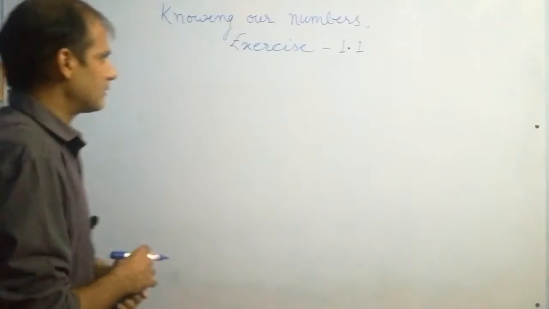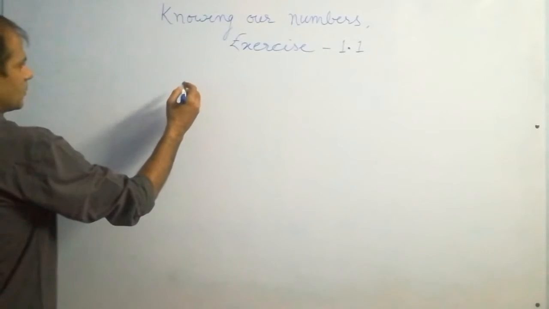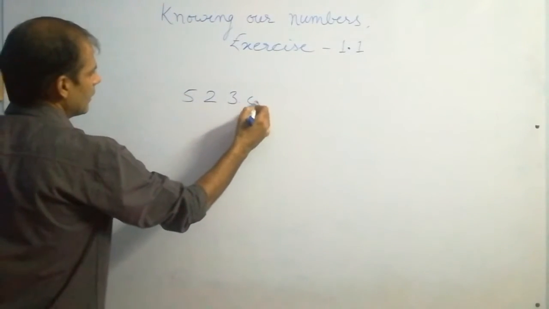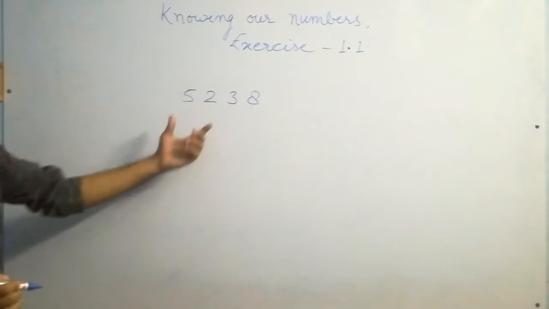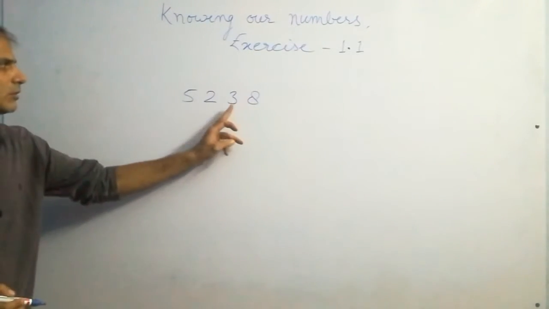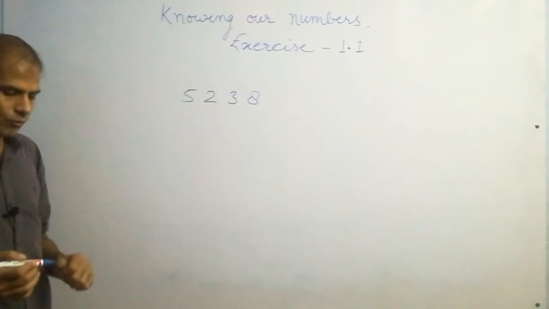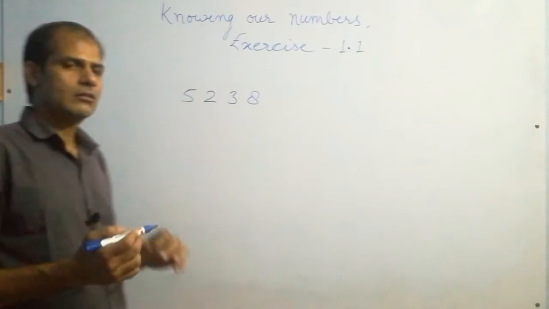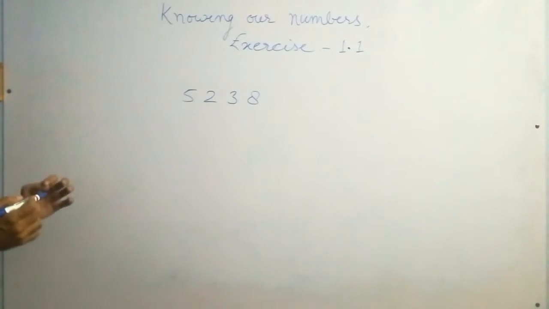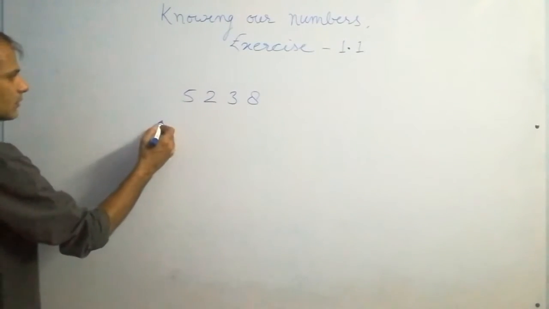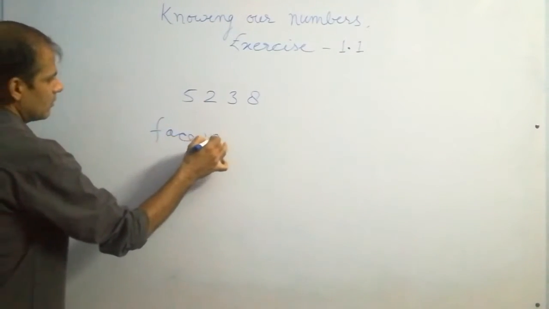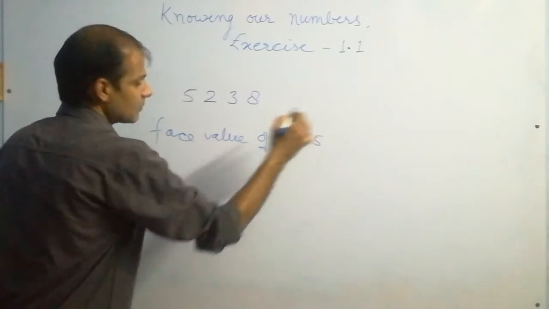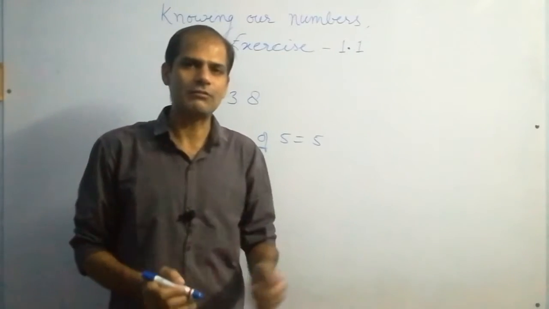So let's see. Suppose I write a number 5238. As you know, there are 4 digits: ones, tens, hundreds, thousands. So the face value of a digit is the same as the digit, meaning the face value of 5 equals 5. What is the meaning of face value?